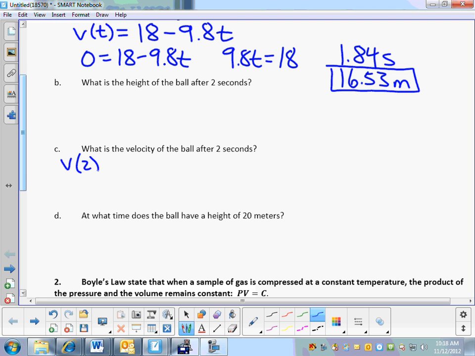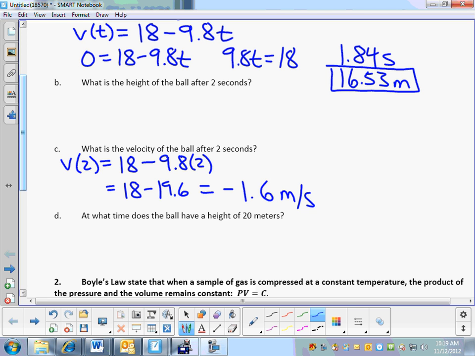So, V of 2 is equal to, again, we said 18 minus 9.8 times 2. So that's 18 minus 19.6. What's 18 minus 19.6? Negative 1.6 what? Very good. Since I'm solving for velocity, I have meters per second. Does it make sense that at 2 seconds it would have a negative velocity? Why? Because the velocity is 0 at 1.8, so then it's going to be on its way down. So since 2 is after 1.8, we know that it's going to have a negative velocity.